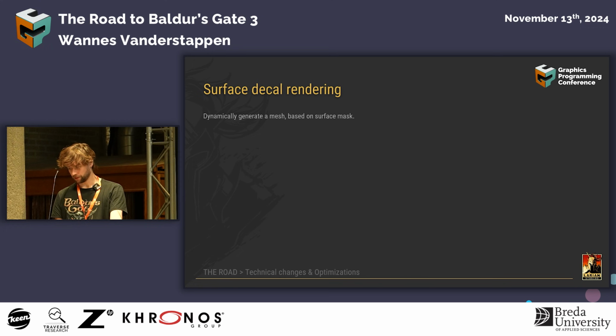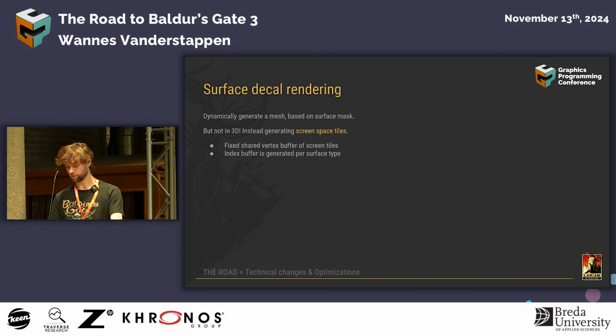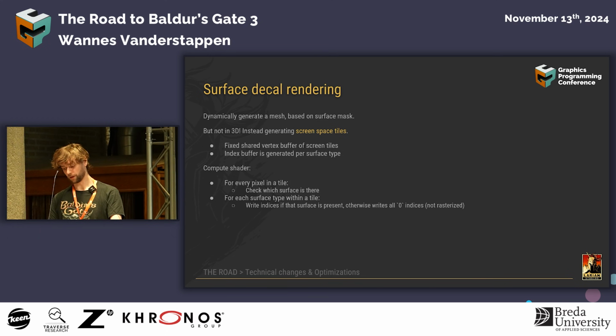So how did we do this? We dynamically generate a mesh based on the surface mask, but not in 3D. Instead, we're generating screen space tiles. We use a fixed shared vertex buffer of all the tiles. The index buffer is then generated per surface type with a compute shader. For every pixel in a tile, we check what surfaces are there. For each surface type within a tile, we then write indices if the surface is present, or we write zero indices so they're not rasterized when there is no surface of that type.